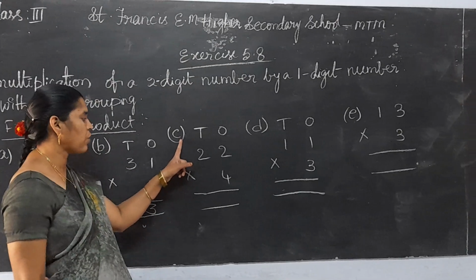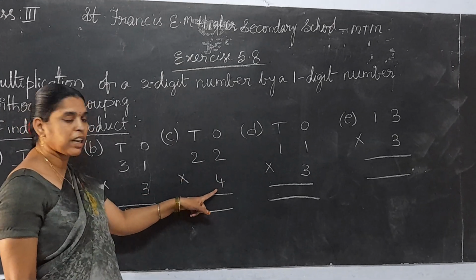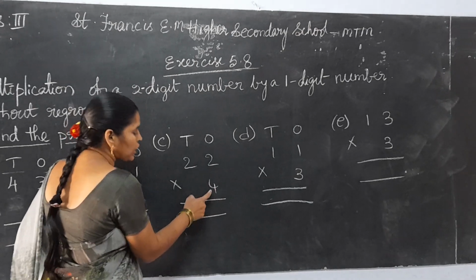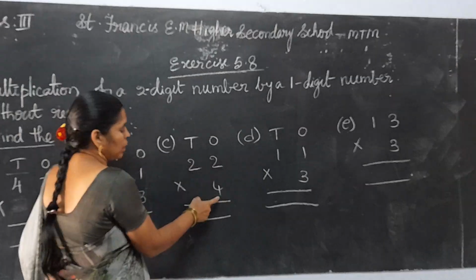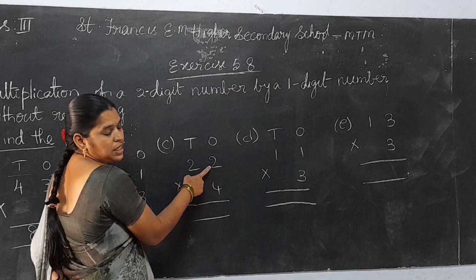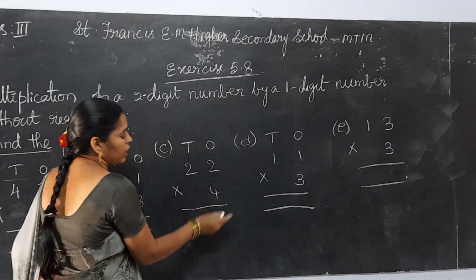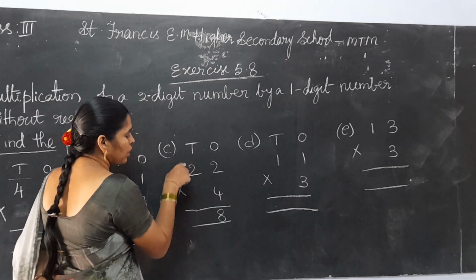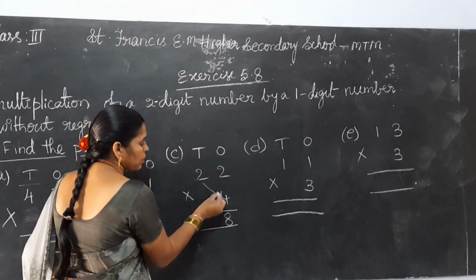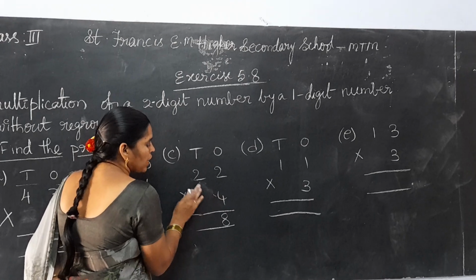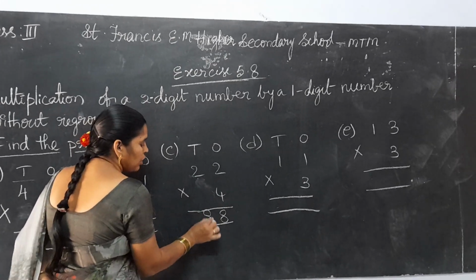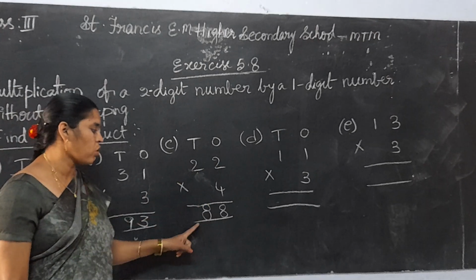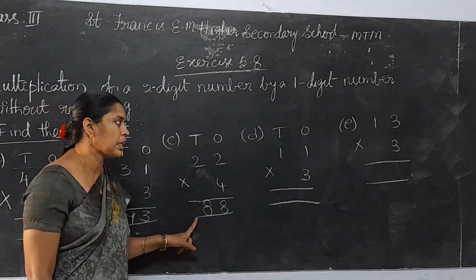Okay. Now C1. 22 you are going to multiply by 4. So first you multiply by 1. Multiply with 1's place digit. 4 2's are 8. That you should write in the 1's column. And again you multiply by 10's place digit. So 4 2's are again 8. That you should write in the 10's column. So 22 into 4 is equal to what is the product? 88.